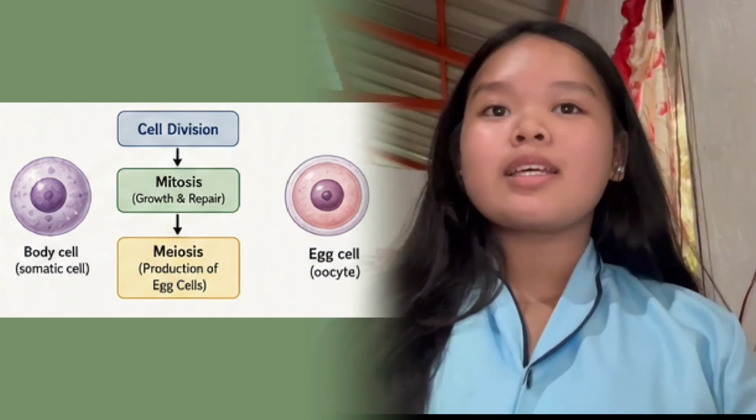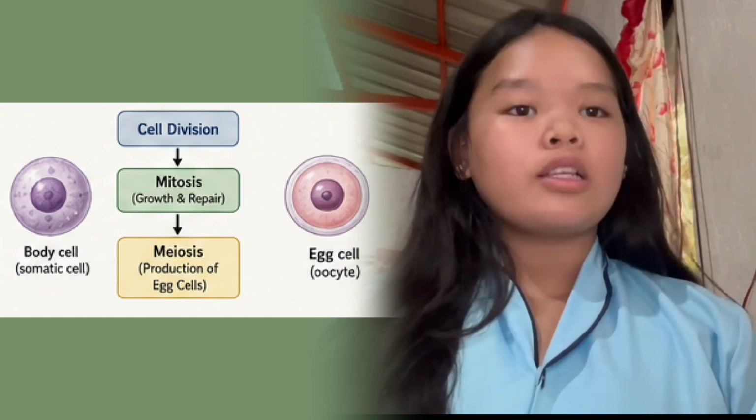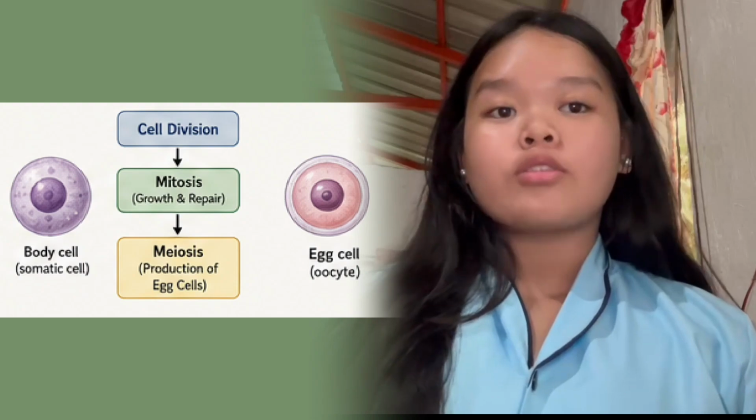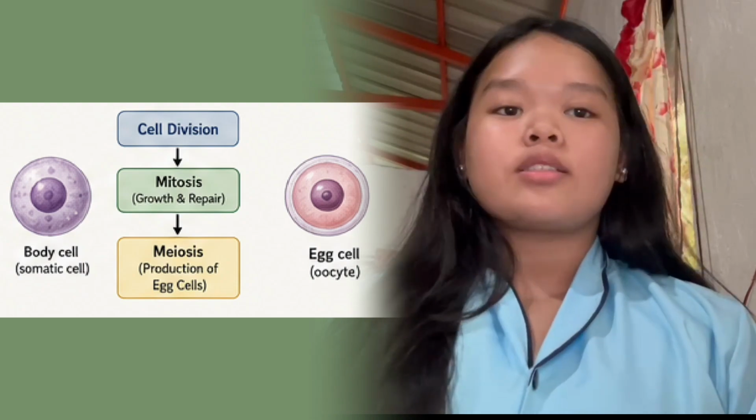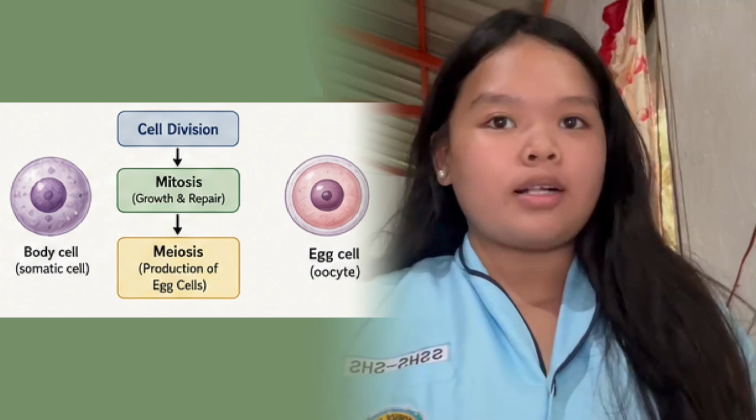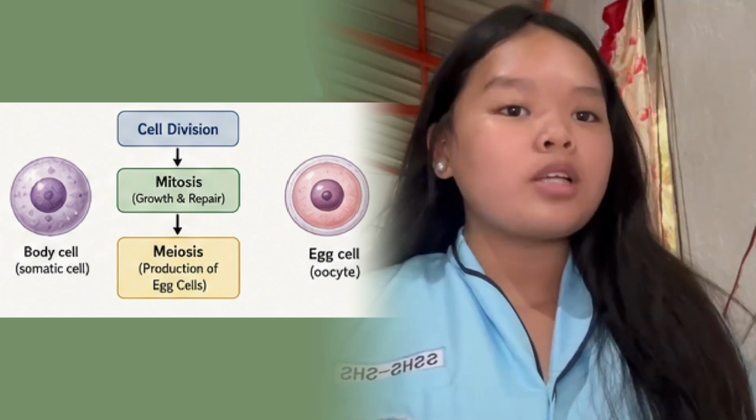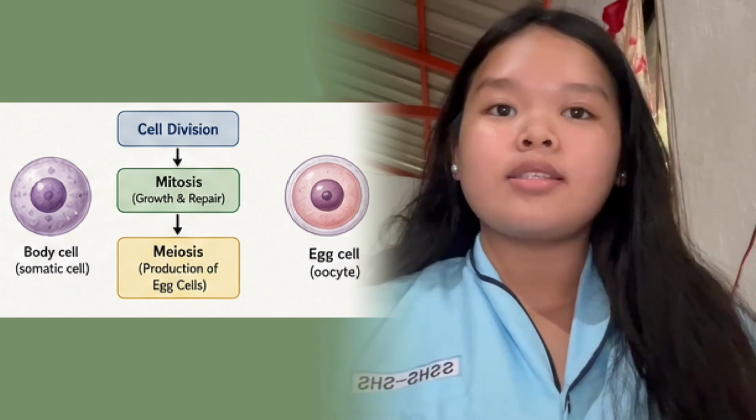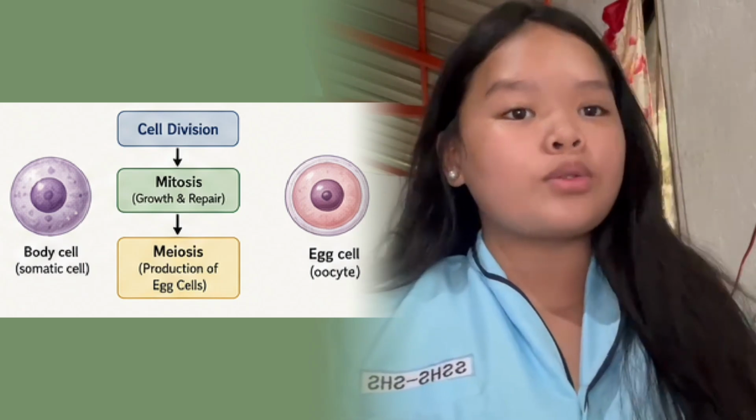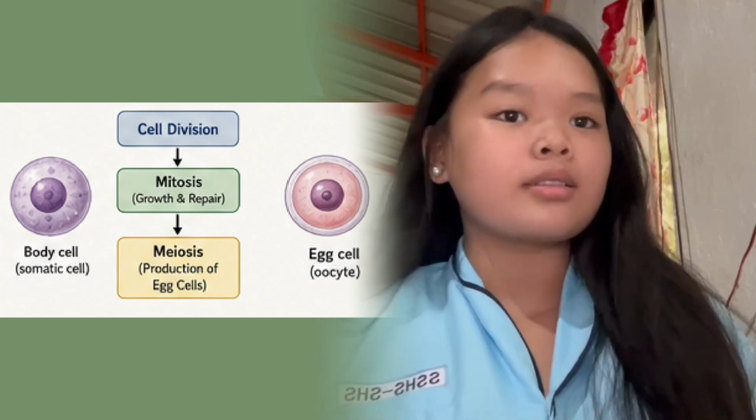Cell division is an essential process in all living organisms. It allows growth, reproduction, and the production of specialized cells. In female animals, including cows, a special type of cell division called meiosis produces egg cells. This process is also known as oogenesis.